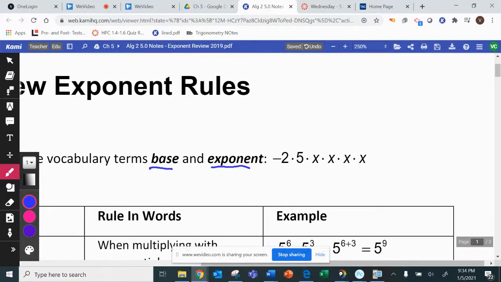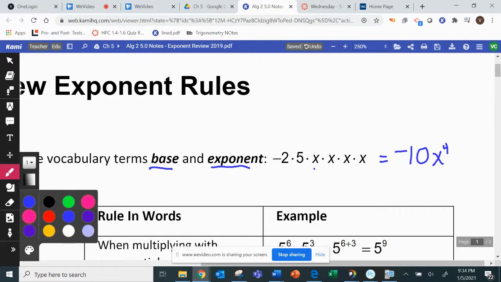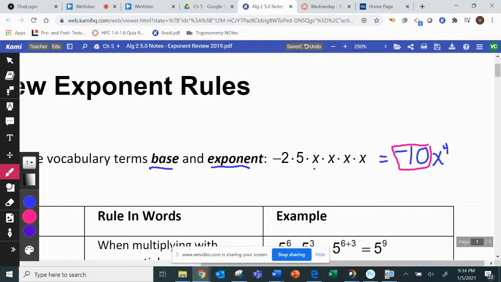So to simplify, I'm going to multiply together -2 and 5, which is going to be -10. Then we're going to multiply x times x times x times x, which is x to the 4th. And then when I multiply those together, we don't need the times symbol in between. We just put them next to each other. Now, the -10 is just a coefficient. That is not the base or the exponent.